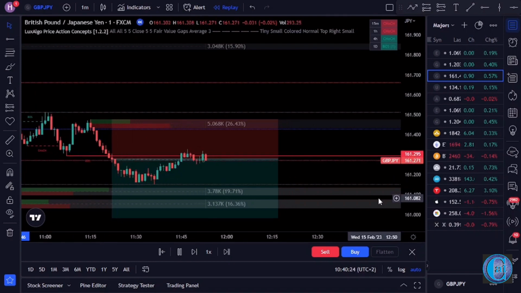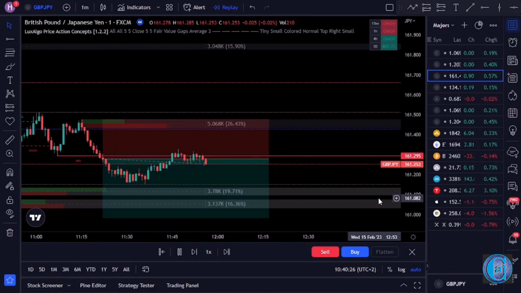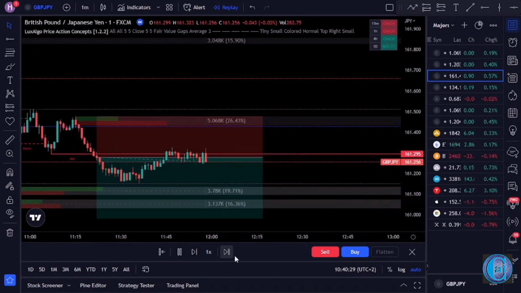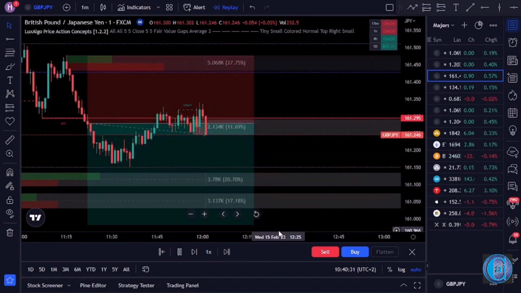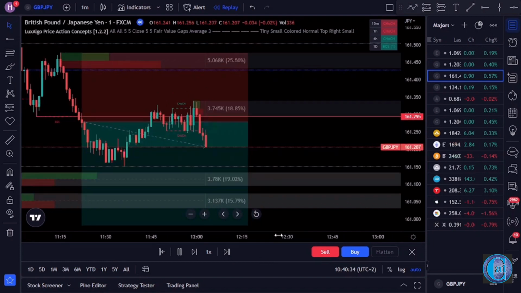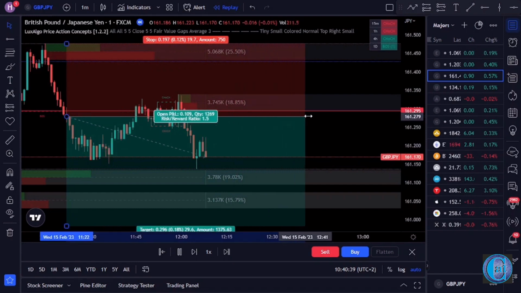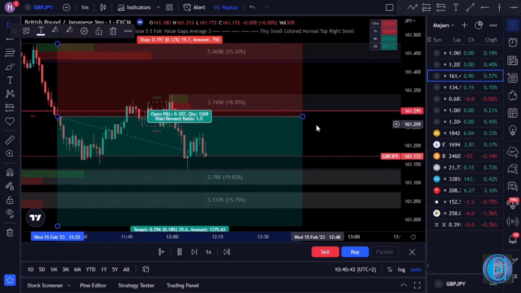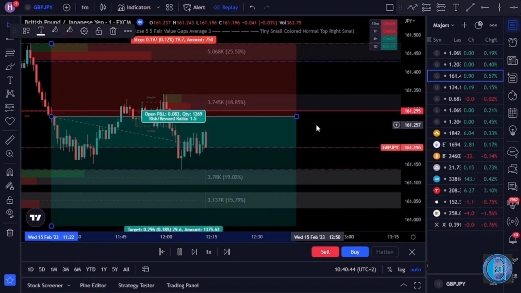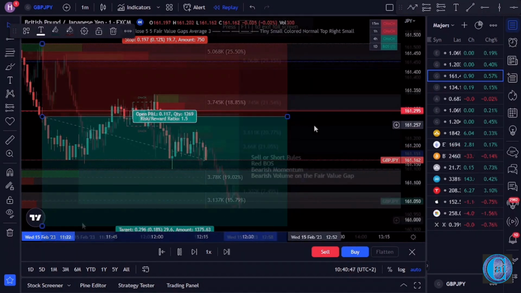The scalping strategy is designed for the pound yen and to be traded on the 1 minute time frame. What this means is it does give you multiple trade opportunities in the day. So let's take a look at the summary of the sell or short trade for our trading strategy.